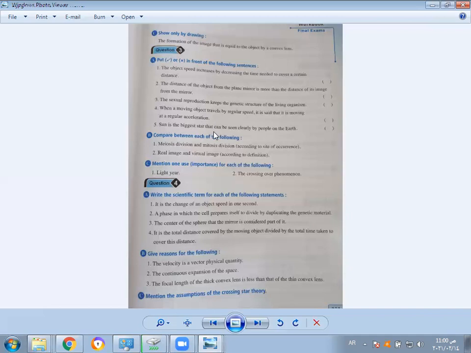Number 5. The sun is the biggest star that can be seen clearly by people on Earth. It's true.